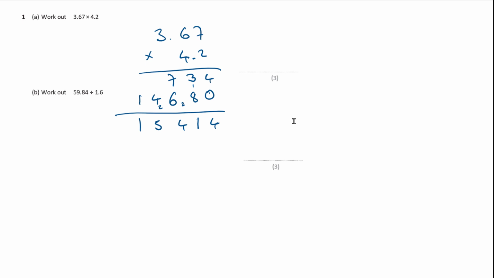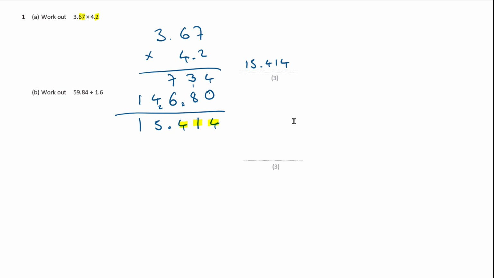Okay, but remember we've got how many decimal places in the question? We've got 1, 2, 3 appearing there after the decimal point in the question. So we're going to have 1, 2, 3 appearing after the decimal point in the answer. So it's going to be 15.414. If you're not sure you got the decimal point in the right place, just round the numbers off and multiply them and get a feel for the size of the number. So rounding those off, it's 4 times 4 is 16, isn't it? So it's of the right sort of magnitude.